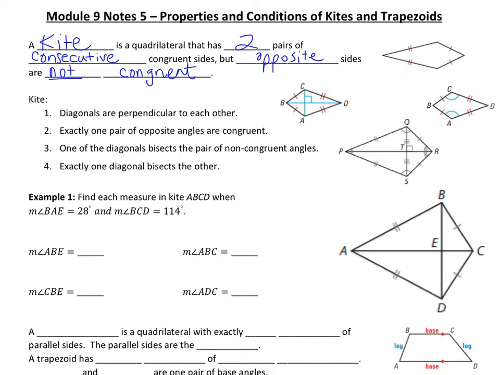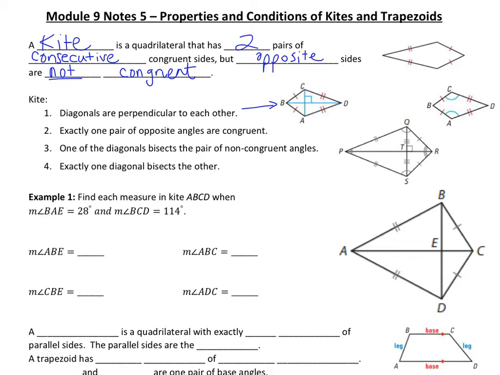For the four properties of a kite, once we know it is a kite, we know that the diagonals are perpendicular to each other. So the way that they intersect each other will be at 90 degrees. That means that you have four right triangles that are created, and we'll be using those properties themselves to answer some different questions about the angles.